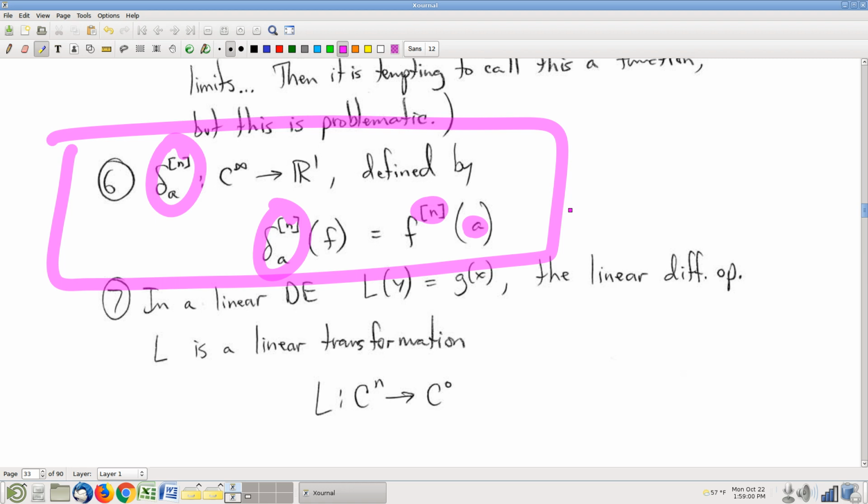So this act of taking several derivatives of an appropriately nice function and plugging in any fixed value that you like, resulting in a real number, that act is also a linear transformation. Make sure you can do this one too. Another good practice problem. Okay.